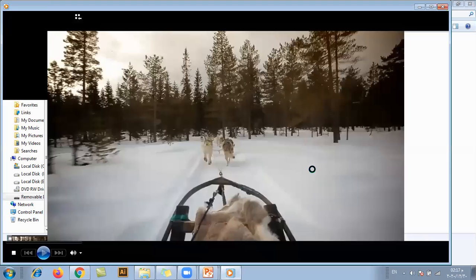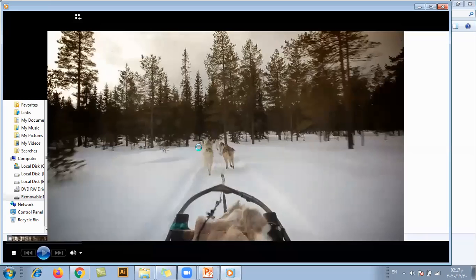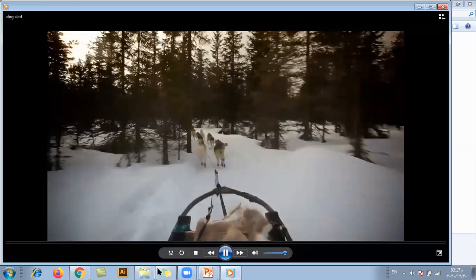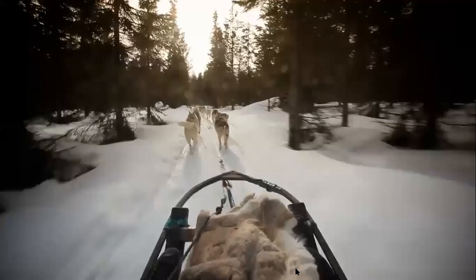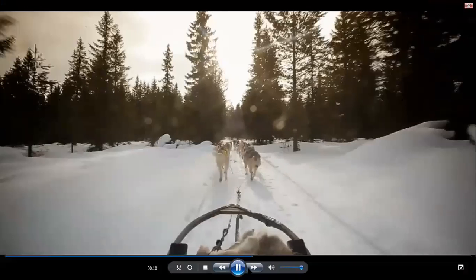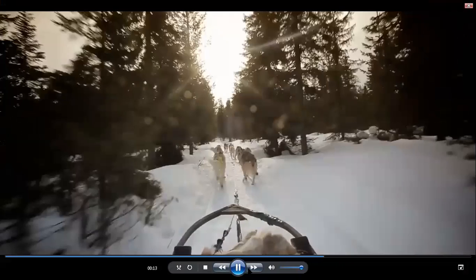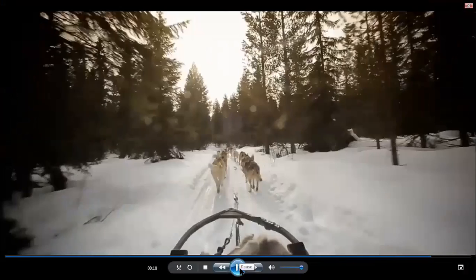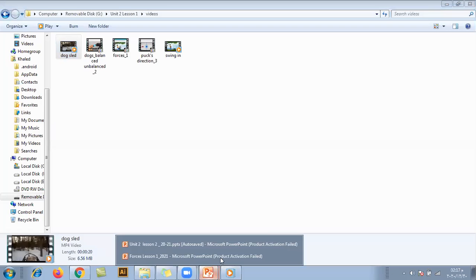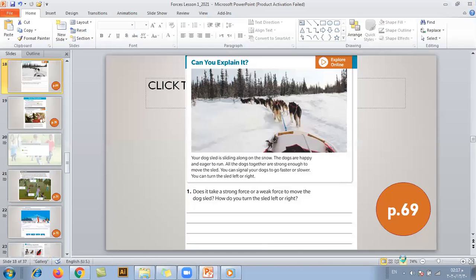Each dog pulls with a certain amount of force. When all the dogs act together, they pull the sled with all their forces combined. The more dogs there are, the easier the sled is for them to pull. The dogs can also pull more weight together than if each one were acting alone.